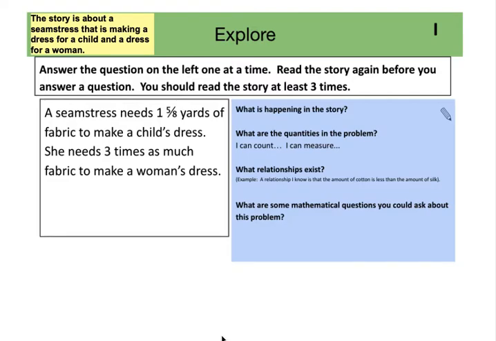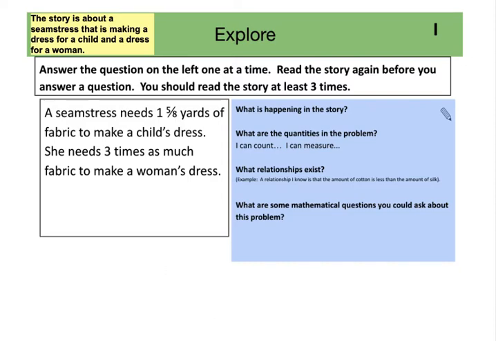So a seamstress needs 1 5/8 yards of fabric to make a child's dress. She needs 3 times as much fabric to make a woman's dress. So we're going to answer the questions, what are the quantities in the problem? And you can go ahead and use those sentence starters to help you. And then we're also going to be answering the question, what relationships exist? So go ahead and pause and think about those 2 questions, and when you're ready, unpause.